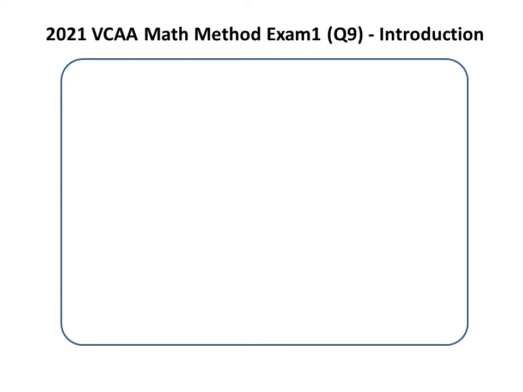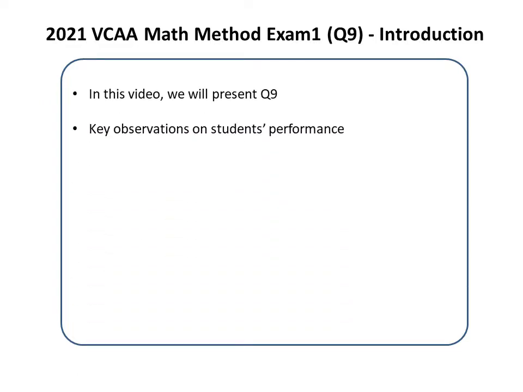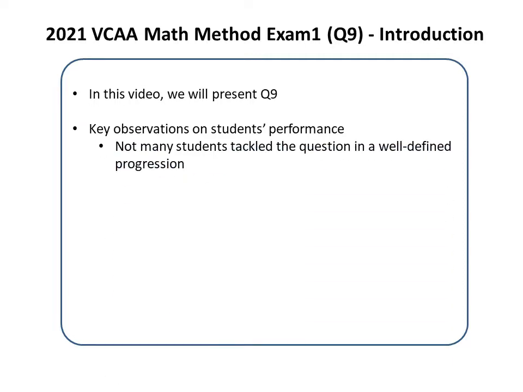Welcome to the third part of VCAA Math Method 2021 exam paper series. In this video, we will present exam paper 1 question 9. According to results, not many students tackled the question from start to finish in a well-defined progression. Overall, question 9 was poorly done in the exam.